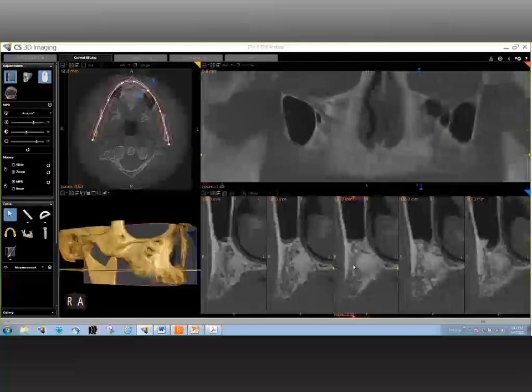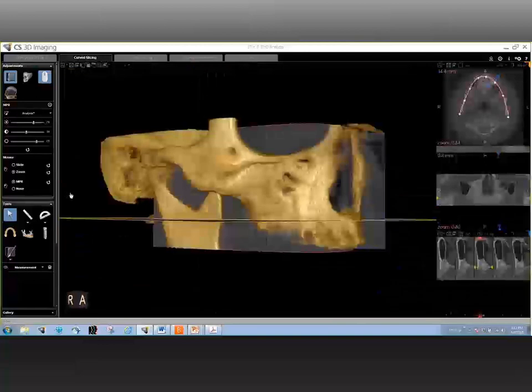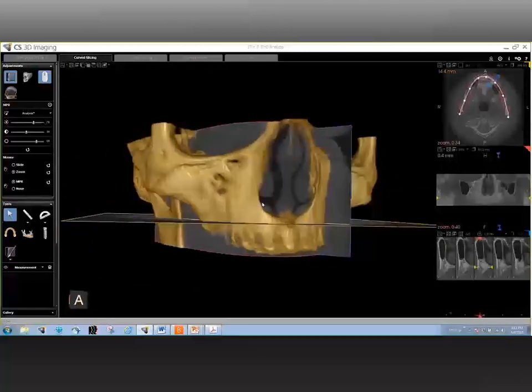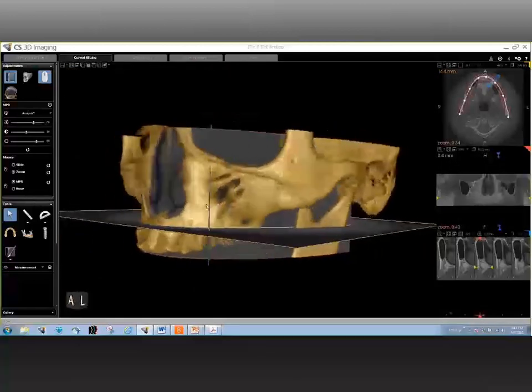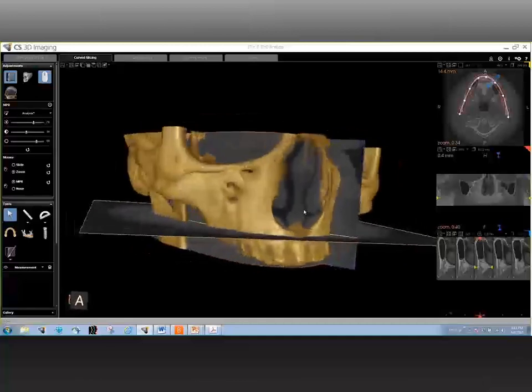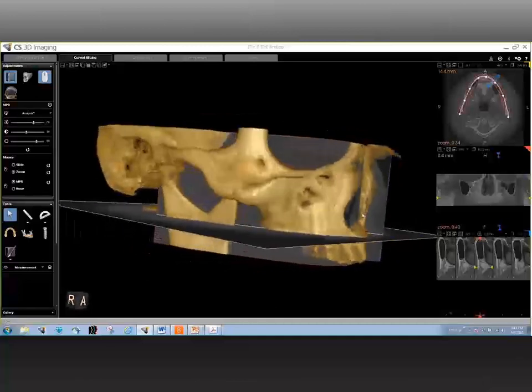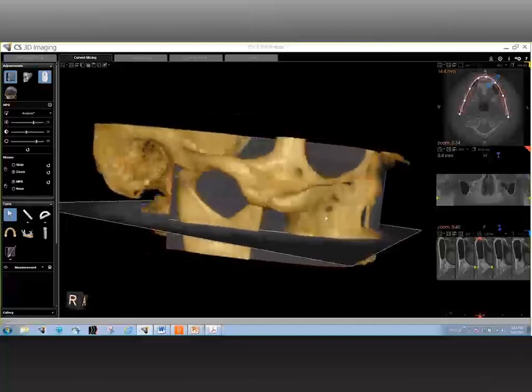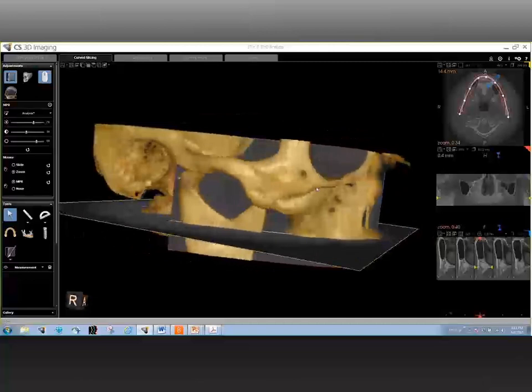Oh, it's very interesting. I notice on this CS9300 Premium 17 by 6 centimeter scan, the field of view that we are working with, which is just one of the many different field of view options with the 9300, that one can visualize more than just the maxillary region. One can also see and evaluate the bilateral TMJ.